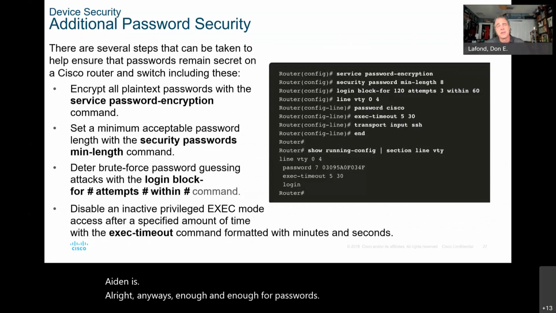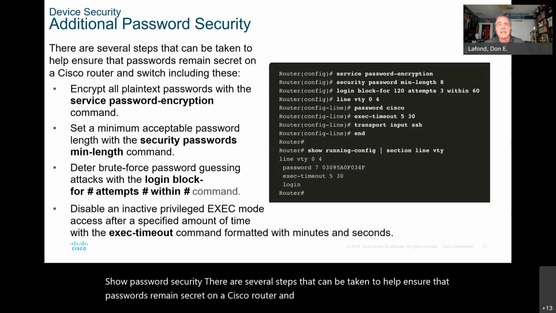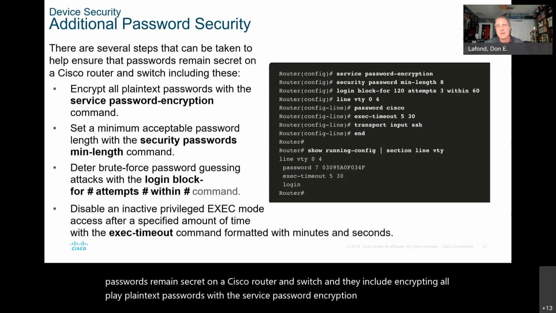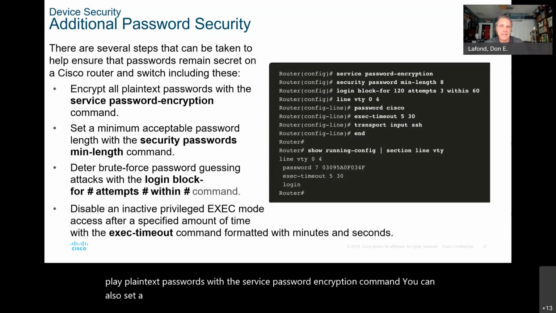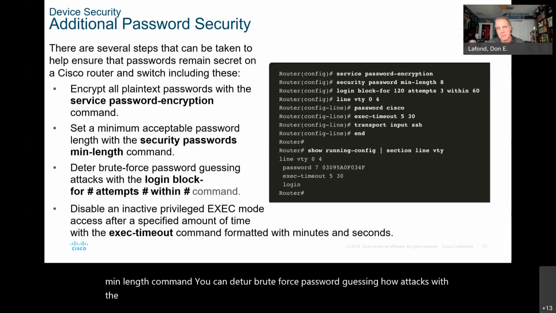Additional password security. There are several steps that can be taken to help ensure that passwords remain secret on a Cisco router and switch, and they include encrypting all plain text passwords with the service password encryption command. You can also set a minimum acceptable password length with the security passwords min length command. You can deter brute force password guessing attacks with the login block for number attempts number within number command.